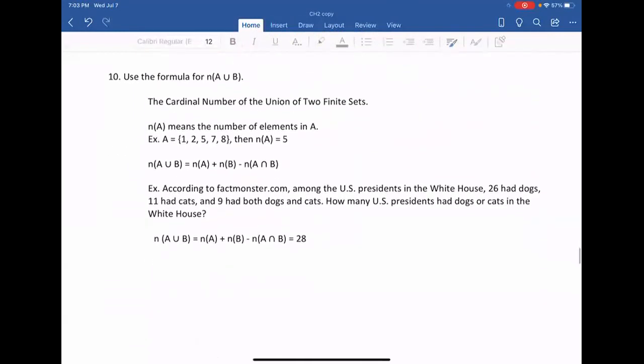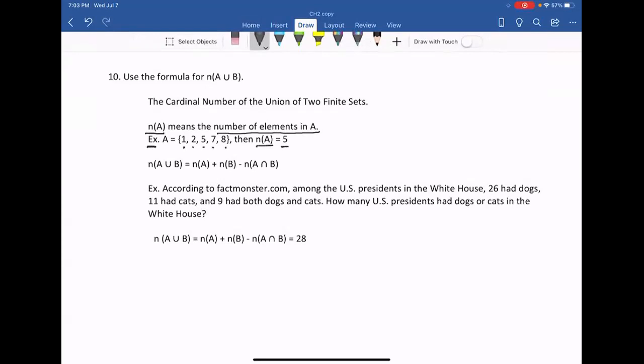Use the formula for n of A union B. That's the cardinal number of the union of two finite sets. The n of A means the number of elements in A. For example, A equals the set 1, 2, 5, 7, 8. Then the number of A is 5, the cardinal number.